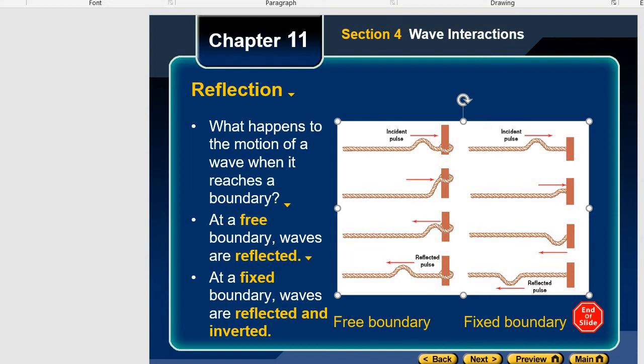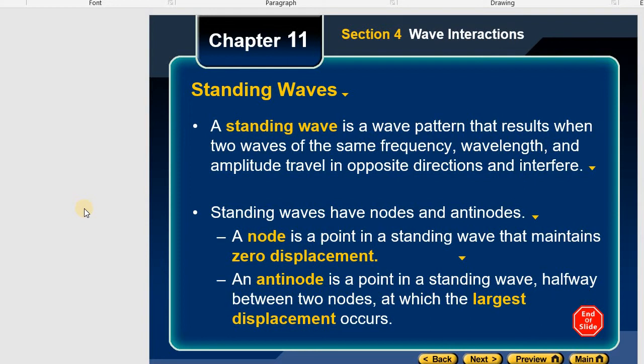Okay, now we will move to another type of waves which is called standing waves. A standing wave is a wave pattern that results when two waves of the same frequency, wavelength, and amplitude travel in opposite directions and interfere. So, what do standing waves consist of? A standing wave consists of two things, a node and an antinode.